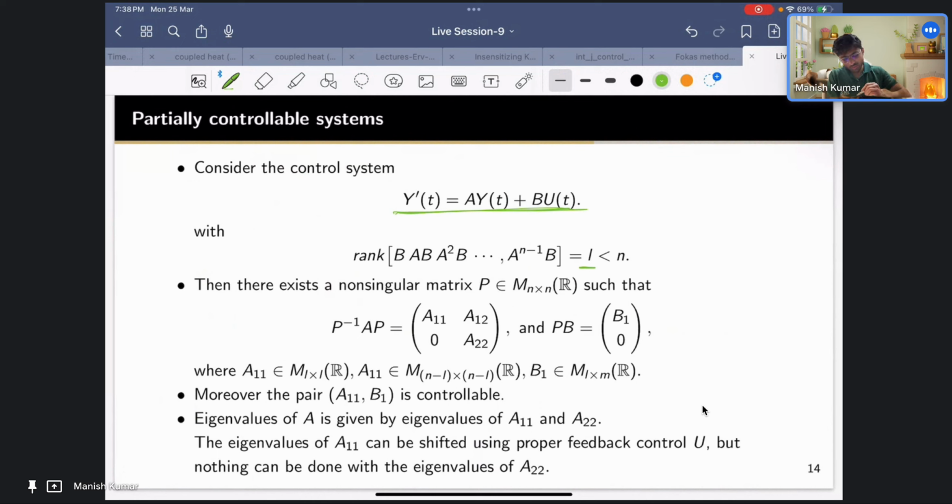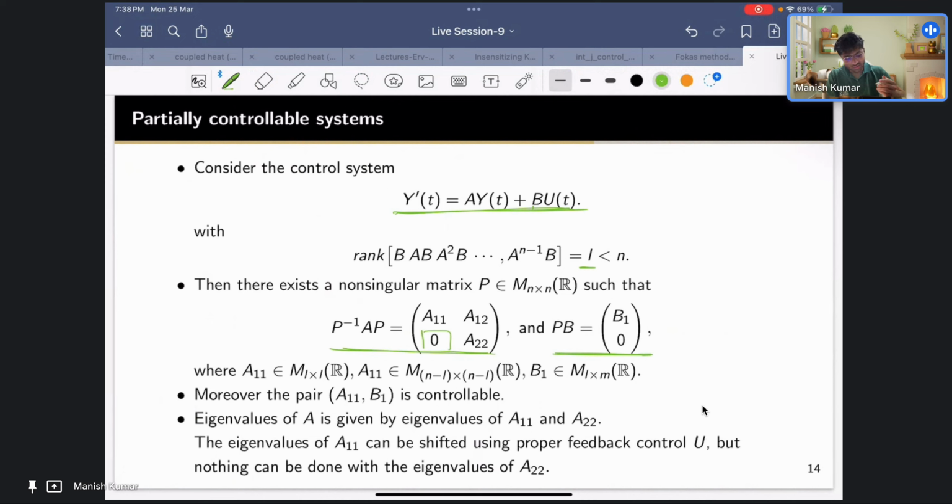Then you can decompose the matrix A in an upper triangular block form. Over here you have the 0, and the rest, whatever it is, you don't care. When you do this conversion, instead of B you will get this kind of expression.